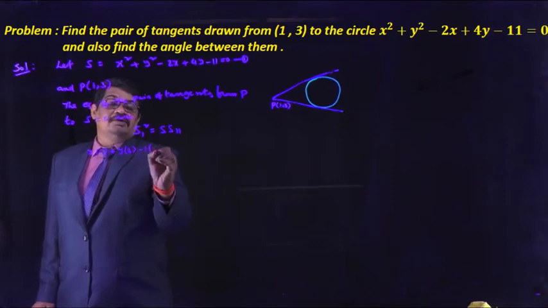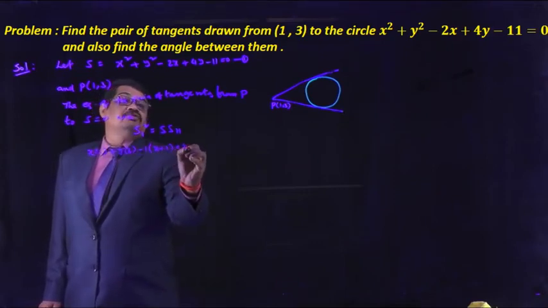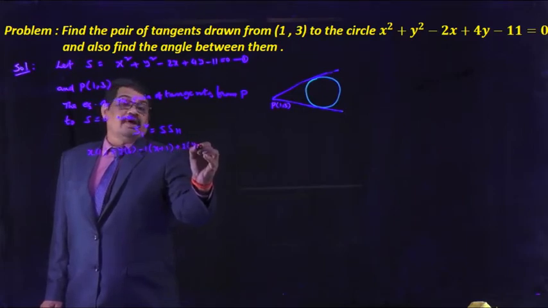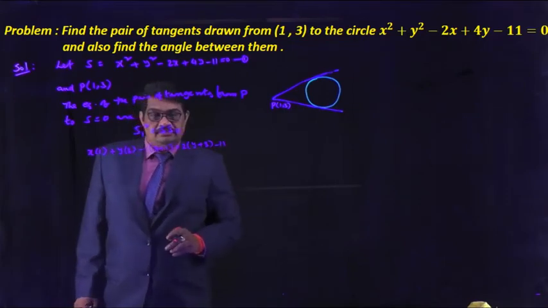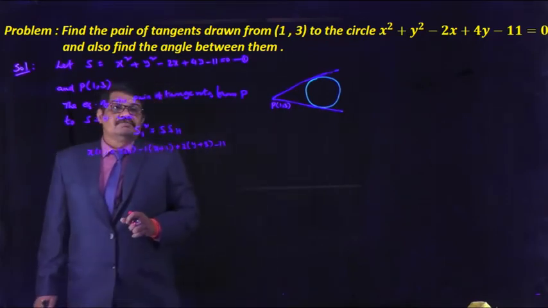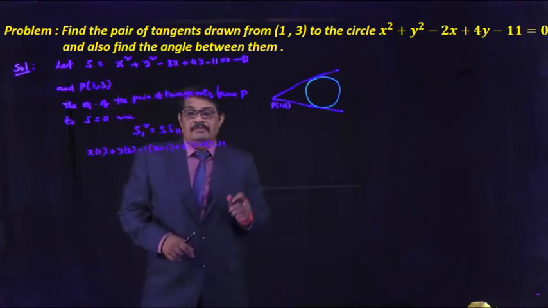Minus 1 into x plus x1. Here what is f? 2 into y plus y1. y1 is 3, minus 11. This is the S1. For this circle x square plus y square minus 2x plus 4y minus 11.